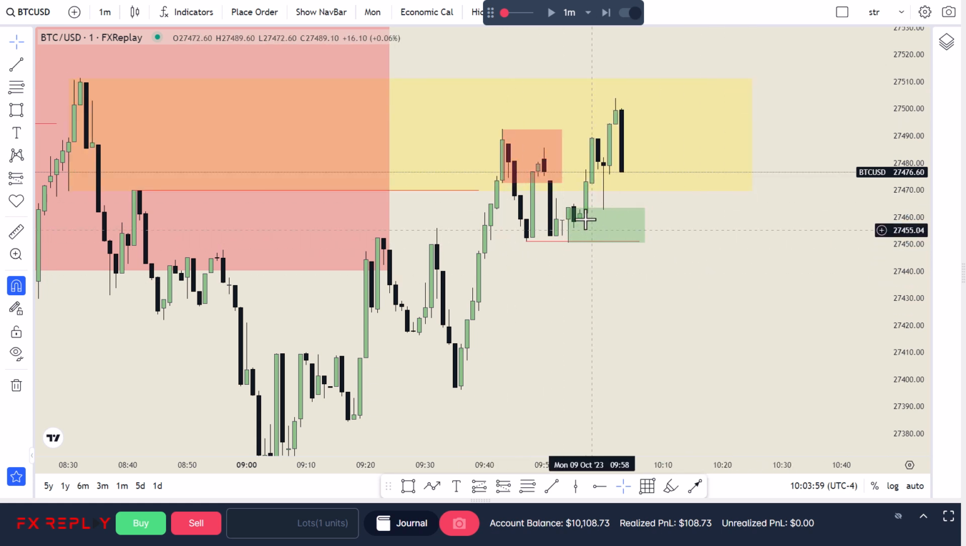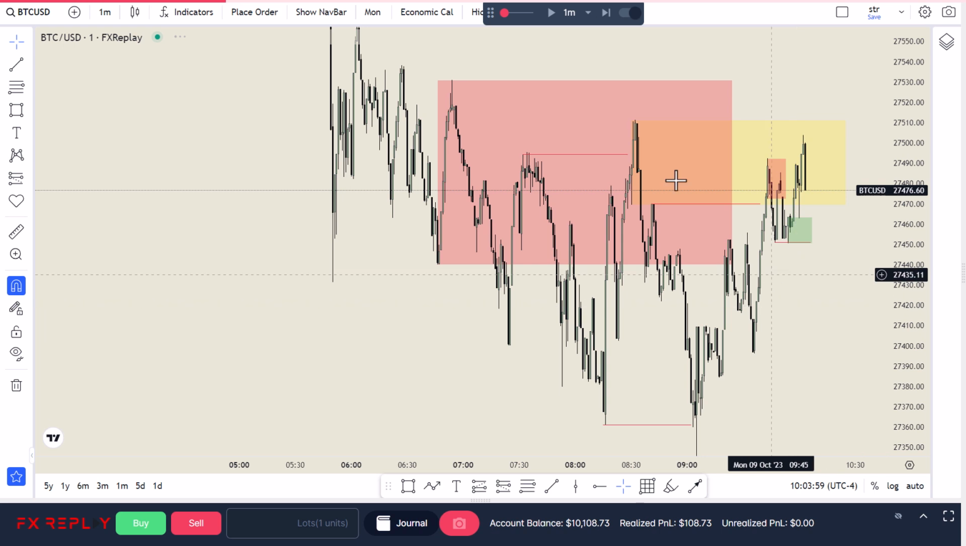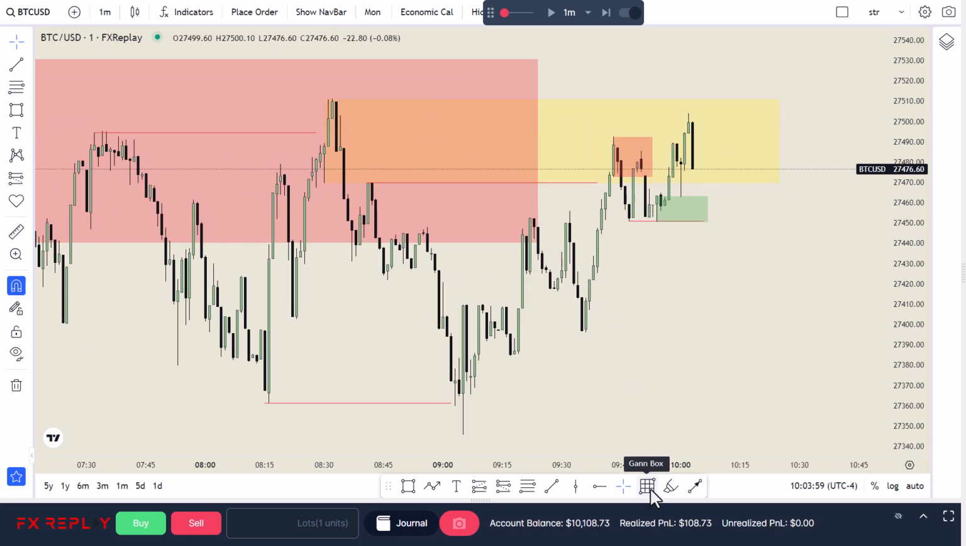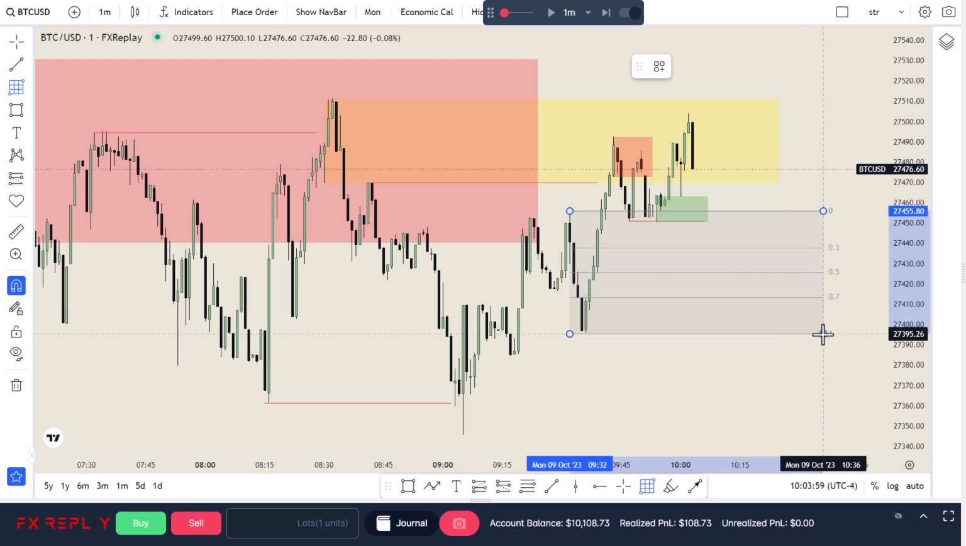We have a sweep, we have a close back inside the range, we have a CSS confirmation, right? We have a target, which is these equal highs right here. We also have this high that price might potentially trade into. But one thing is missing, which is price didn't tap into this zone right here.